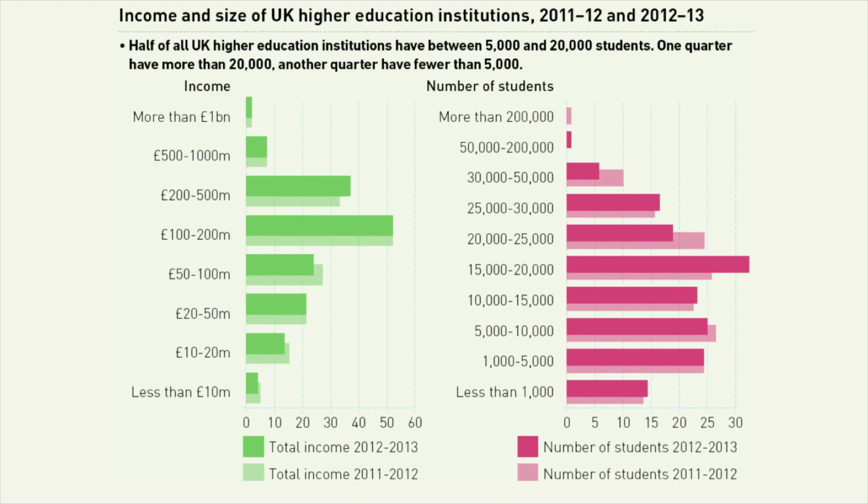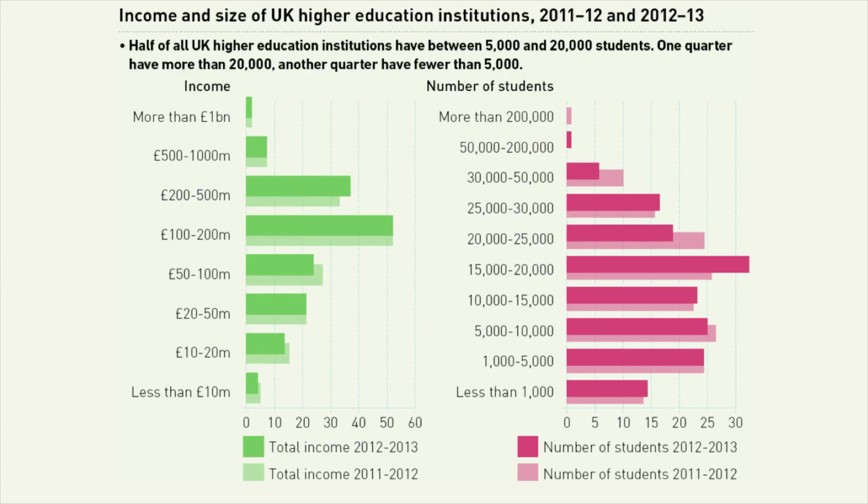I mentioned the diversity in the sector. This graph here will show you a little bit about the range in terms of the size and the income of institutions. So on the left-hand side is income, financial income. You'll see that two is definitely two. Two have more than £1 billion coming in. This is Oxford and Cambridge, unsurprisingly.